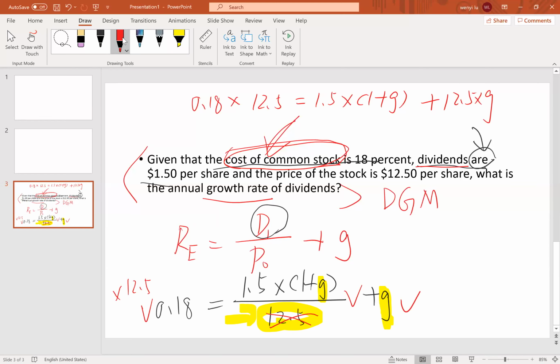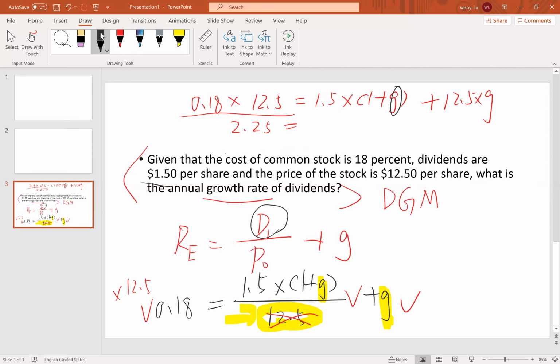After we do this step, next we will put the g on one side to solve g independently. So first, 0.18 times 12.5 equals 2.25. And here the g is in a bracket, so we need to multiply both terms in the bracket by 1.5 using the distributive law. So we have 1.5 times 1 equals 1.5, plus 1.5 g, and plus 12.5 g. These two have a common factor, so they can be combined, and that's 14 g.